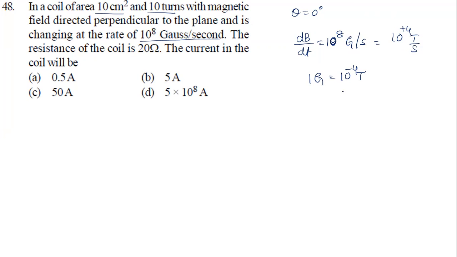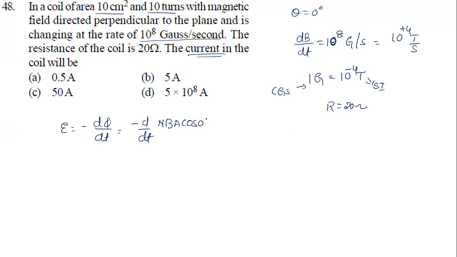I'm going to convert to SI units because Gauss is a CGS unit and Tesla is an SI unit. That's the conversion factor. Now the resistance of the coil is given as 20 ohm. Now we need to find the current. To find the current, we should find the EMF. What is the formula for EMF? EMF equals minus d phi by dt. So it is minus d by dt of N B A cos theta, where theta is 0 degrees and cos 0 degrees is 1.